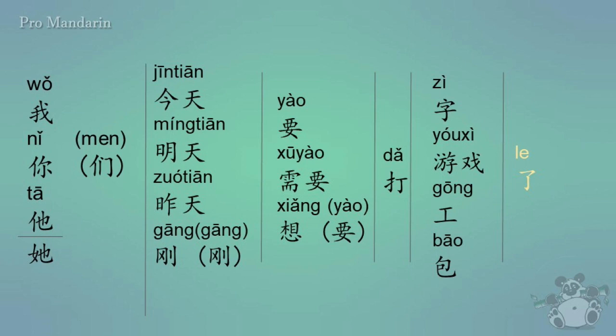Okay, now if we add in ma, that's the way to end a sentence. And what that does is it makes it a yes or no question. So I'm going to give you a couple examples first.